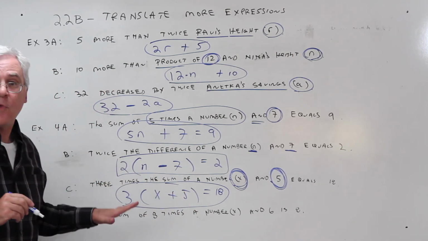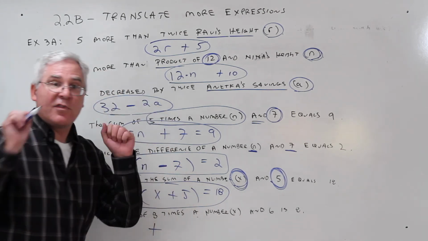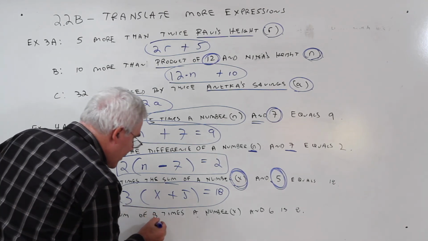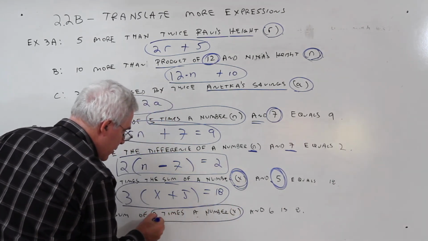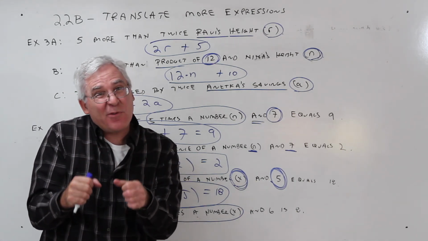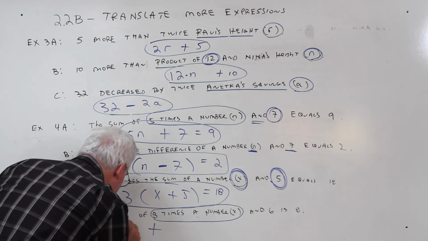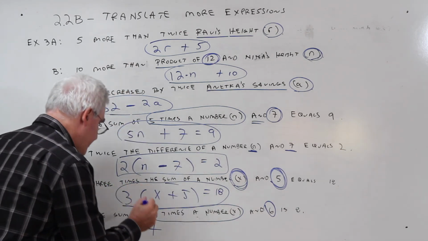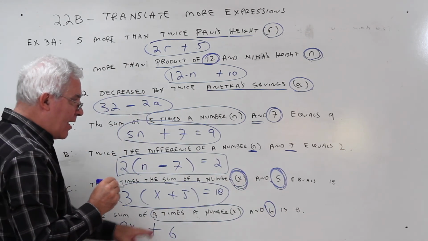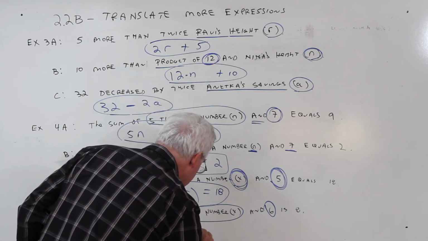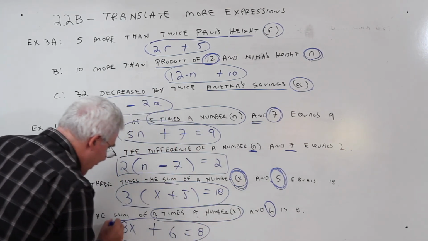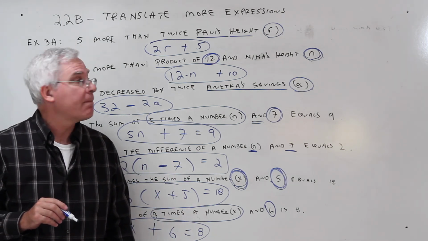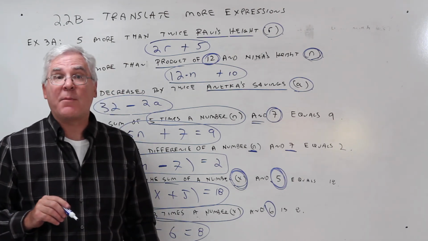Okay, last one. The sum, boom. Somebody plus somebody. Who are those two somebodies? 8 times a number. So 8 times a number, so that's the first thing, 8x. And 6. That's the other thing being summed. So that sum equals 8. Whew. And again, as a check, you could always just keep reading it and going back and forth to make sure it makes sense. So there you have it, translating more expressions.